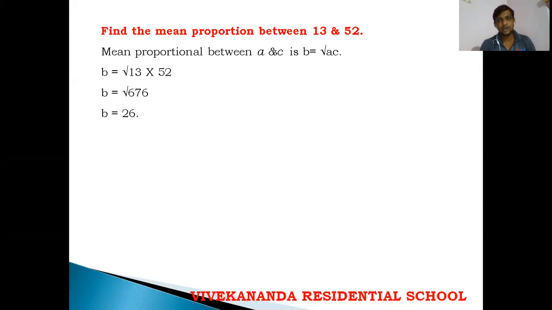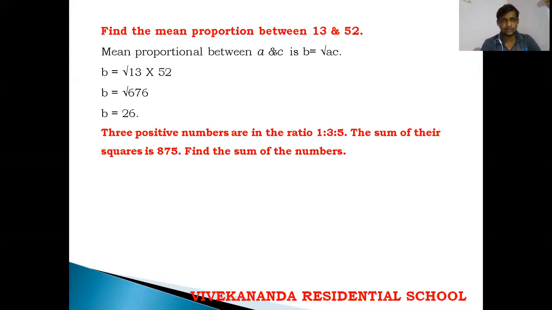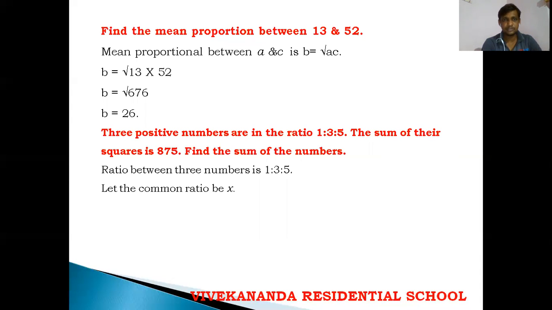Three positive numbers are in the ratio of 1 is to 3 is to 5. The sum of their squares is 875. Then find the sum of numbers. So here, ratio between three numbers is 1 is to 3 is to 5, and I'm taking common ratio as x. Then the numbers will be x, 3x, 5x.